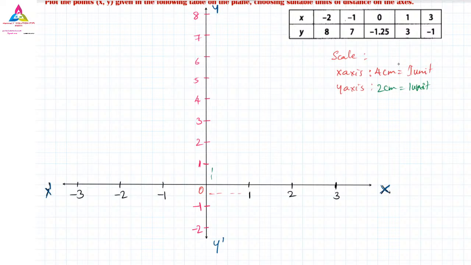Okay, it is left to you. Take as much as is possible, but take the maximum. So next is marking the point.